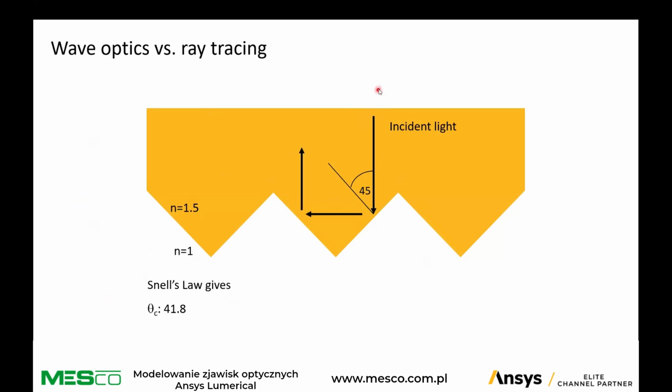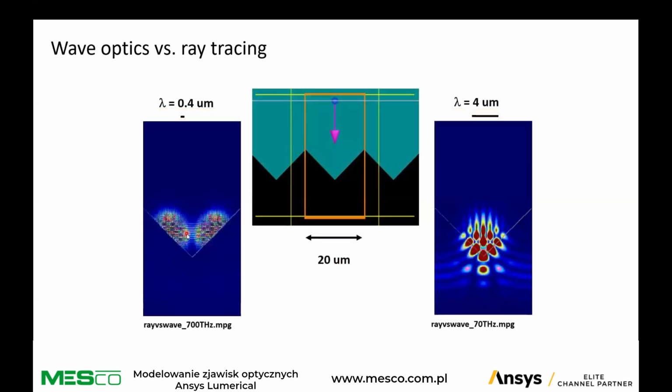And it means that at 55-degree incidence compared to the interface here, we should expect 100% reflection because we are above the critical angle. To illustrate that, we've run two simulations. We created this grating structure, a periodic structure, illuminated with a plane wave.